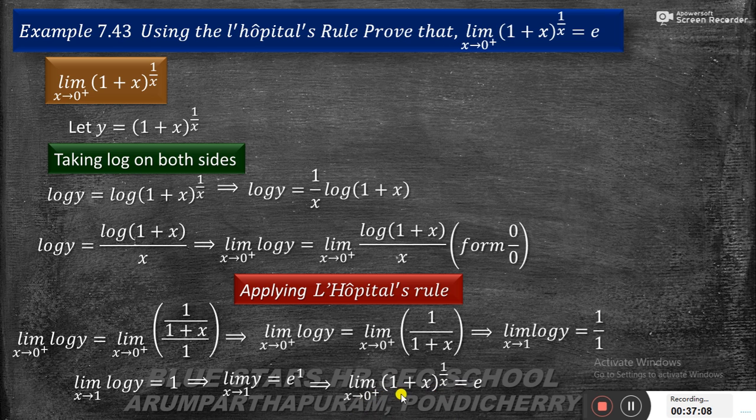So after that we do not substitute the answer, because this is the required answer. Limit x tends to 0 plus (1 plus x) whole power 1 by x equals e. We stop up to this, since this result only we needed. Okay, so limit x tends to 0 plus (1 plus x) whole power 1 by x equals e. This is our proof, so we proved the required result.